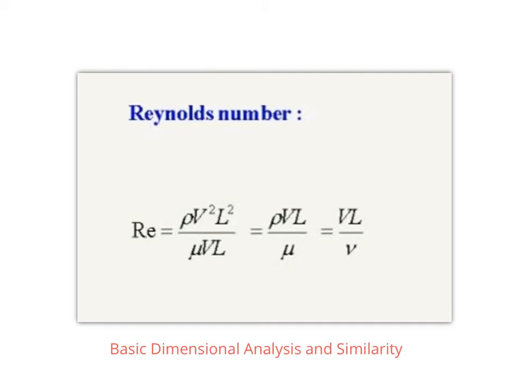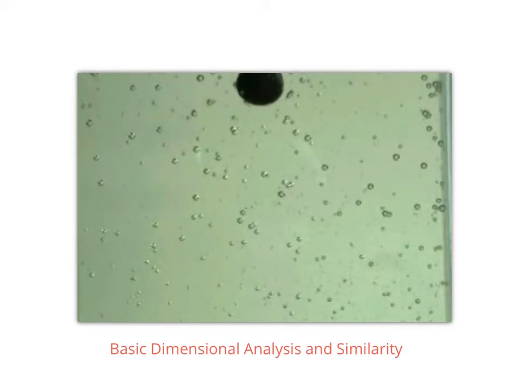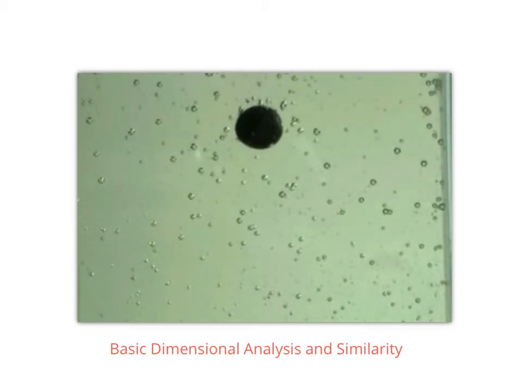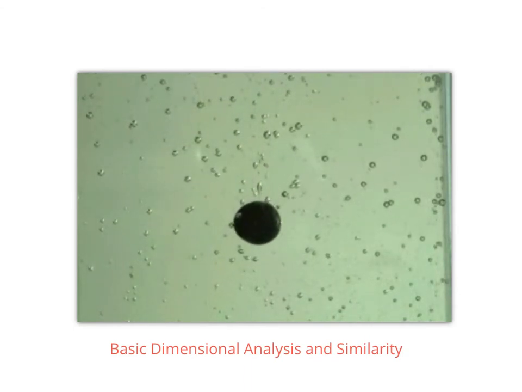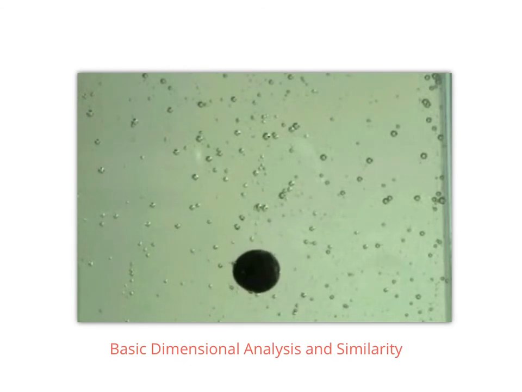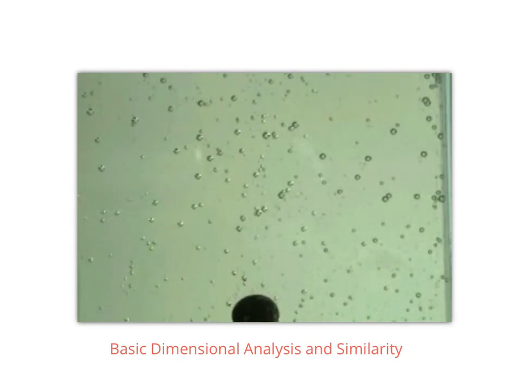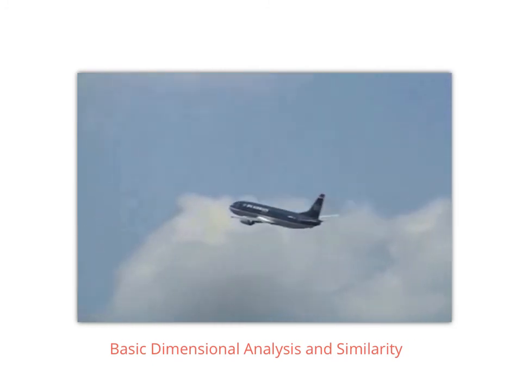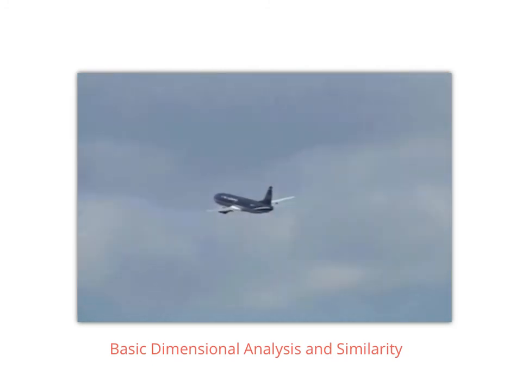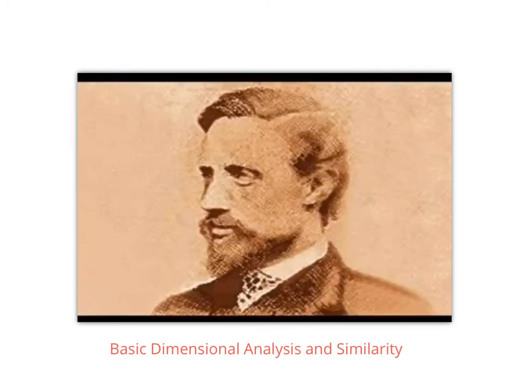When the Reynolds number is much less than 1, as in this bead falling through shampoo, the flow is dominated by viscous effects. We call this creeping flow. When it's much greater than 1, as in the case of this airplane, the flow is dominated by inertial effects. The Reynolds number is named for that great father of modern fluid mechanics, Osborne Reynolds.